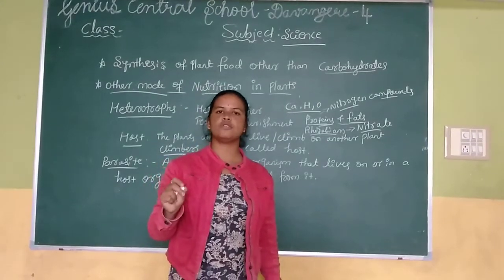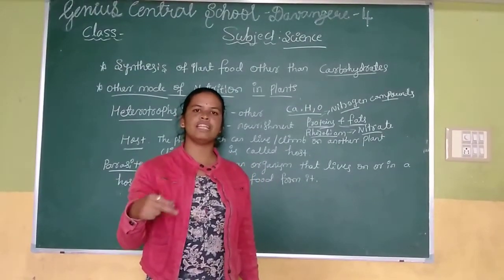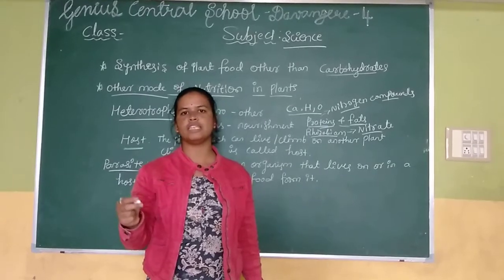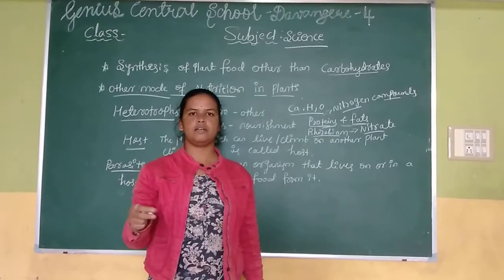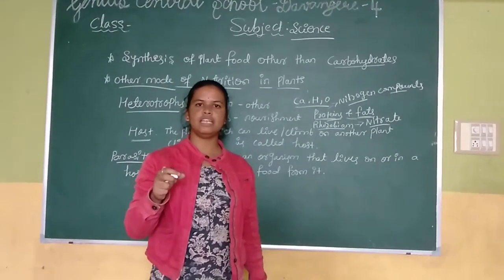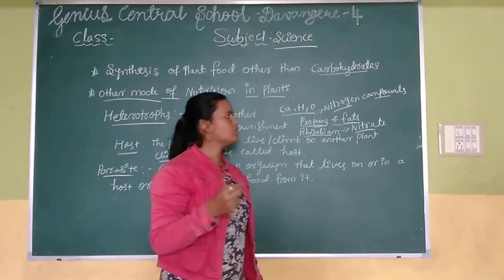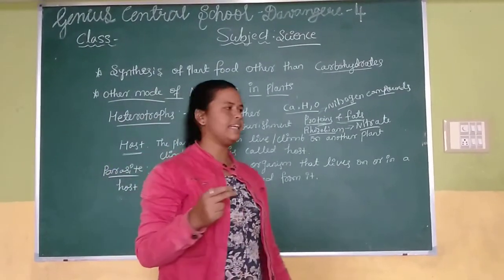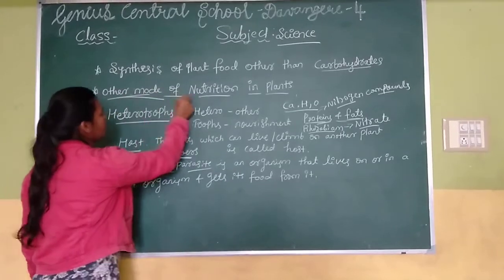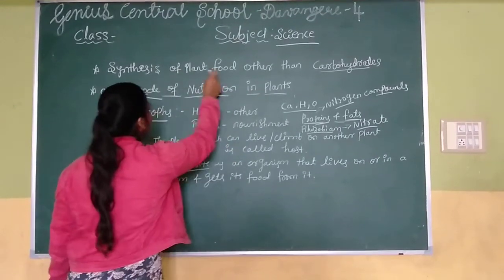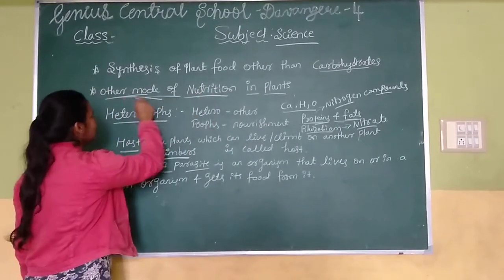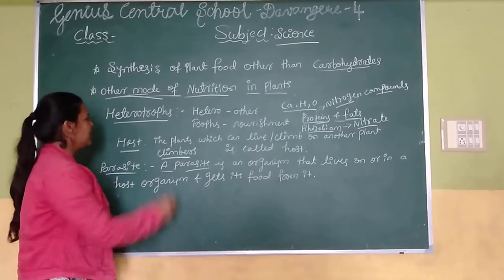Even the farmers add fertilizers, and in those fertilizers they use nitrate compounds converted from nitrogen compounds. This is the first mode of nutrition in the plants. The second one is another mode of nutrition in the plants.